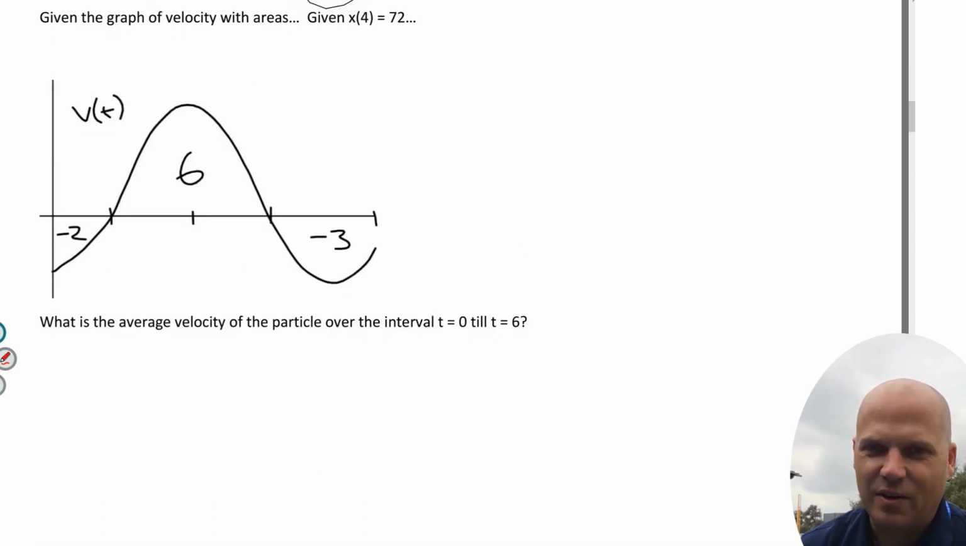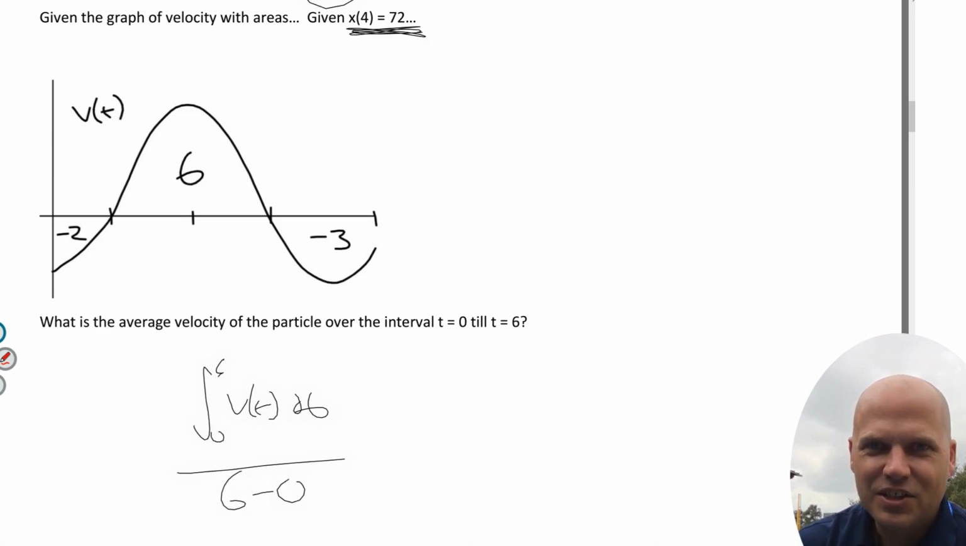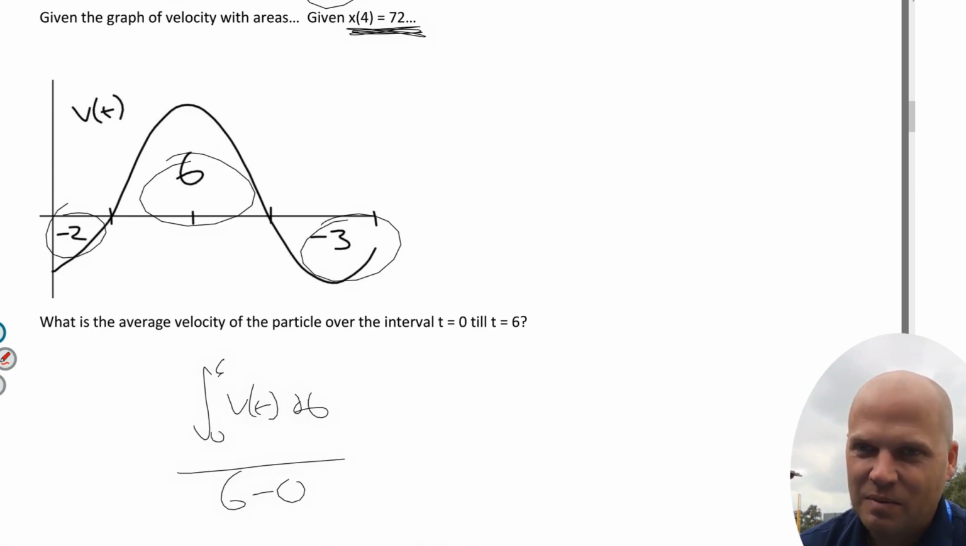I mean, it's the same thing here. What's the average velocity? I wish I gave it to you from like 1 to 6. Do you have to find the average rate of change of position? I would not find the average rate of change of position. I would just say, oh, this is just the displacement. This is the negative 2 plus the 6 minus the 3, and I just get 1/6.